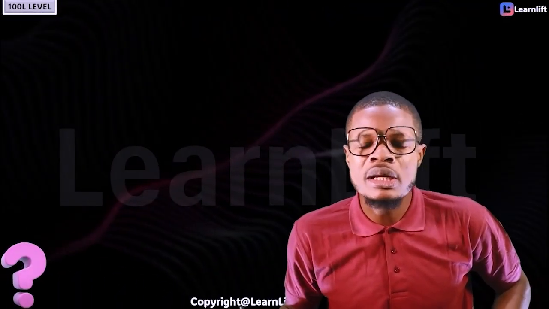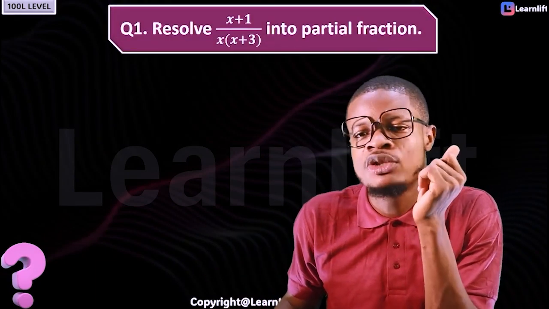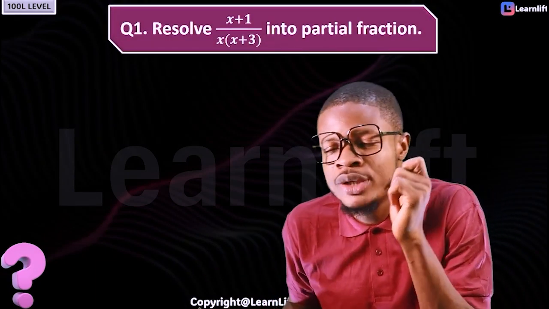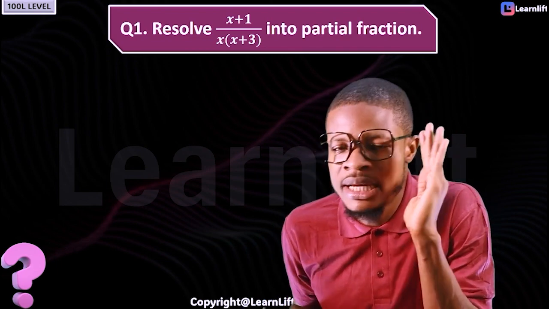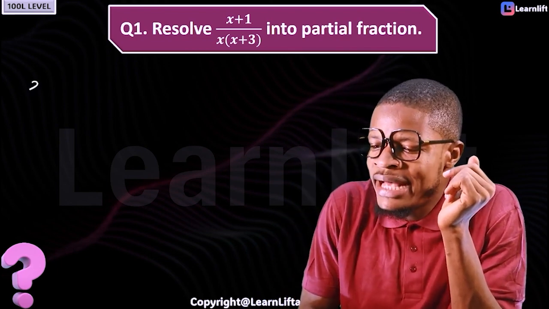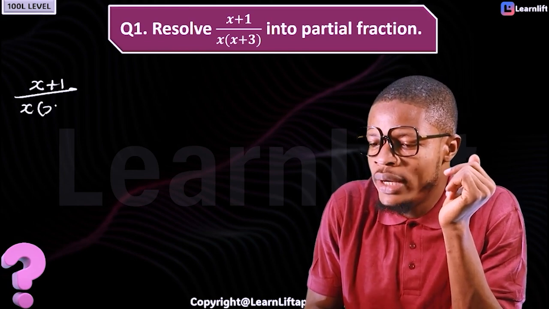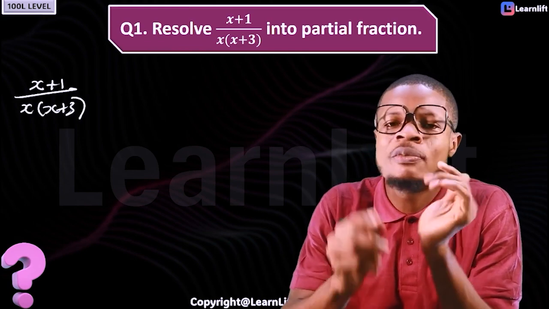Now look at it very quickly here. In our question 1, let's go. Resolve into partial fraction. Now stay with me. What did they give us? They gave us x plus 1 all over x into x plus 3. We have to resolve this into partial fraction, right?